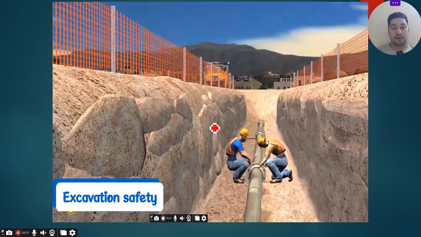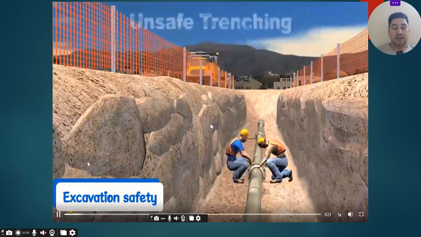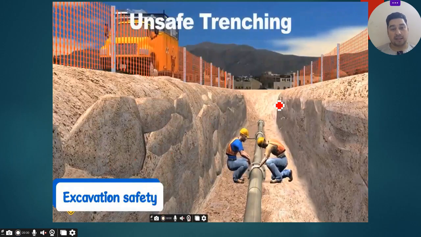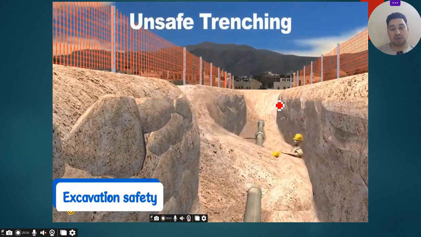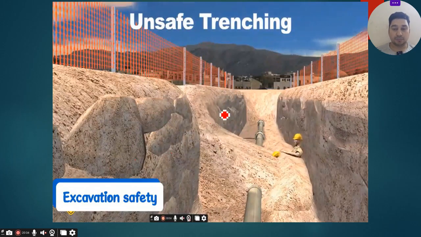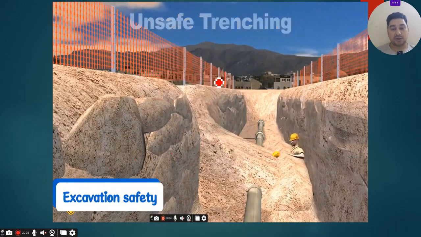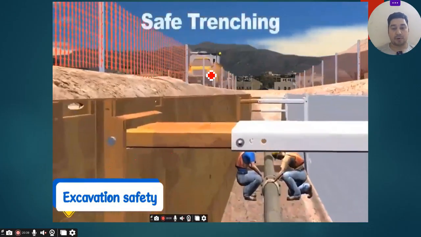Otherwise, what will happen? Our workers will suffer, and they may die or get even greater injuries. That's why these things should be avoided with a proper protection system.